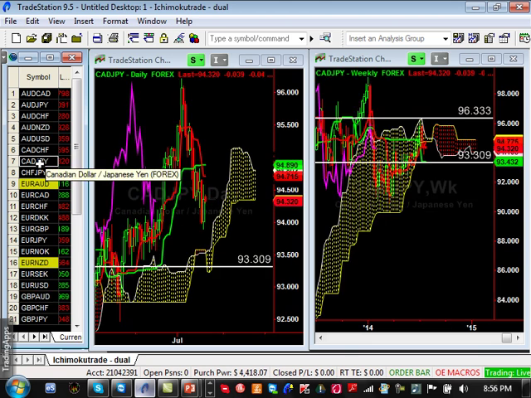CAD Yen, this is bullish trending, gone for a major pullback, and it's now consolidating here at the top of the pullback level, which is basically the consolidation pattern is 96.33 and 93.30.